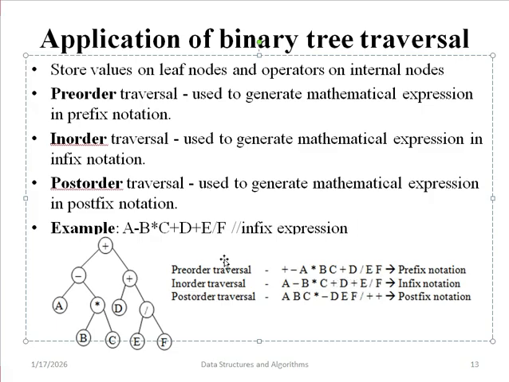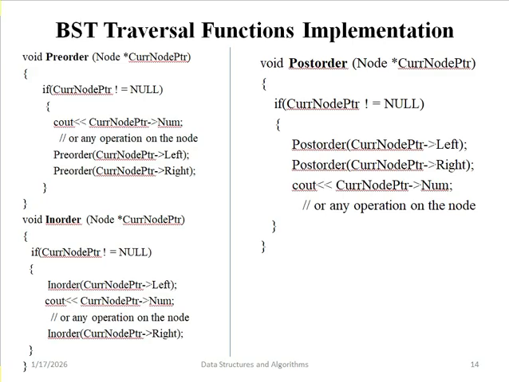Those are the prefix, infix, and postfix. So pre-order traversal generates the prefix, in-order traversal generates the infix expression, and post-order traversal generates postfix notation. Those are the implementations of the three traversal operations: the pre-order, the in-order, and post-order.